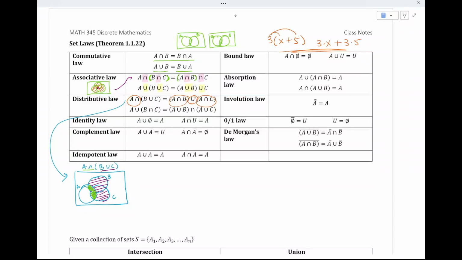So let's look at the right-hand side and see if that's the same thing. Here's A and B and C.